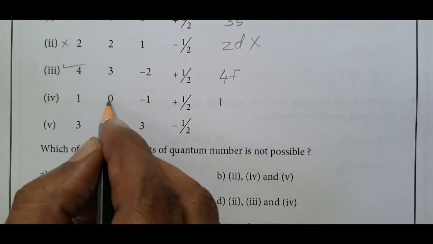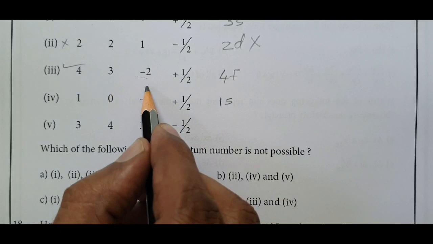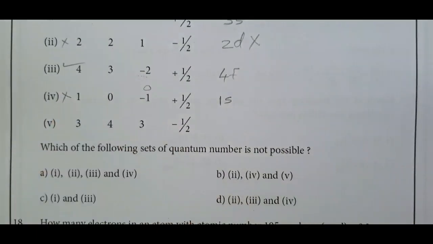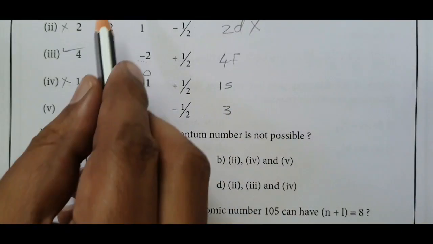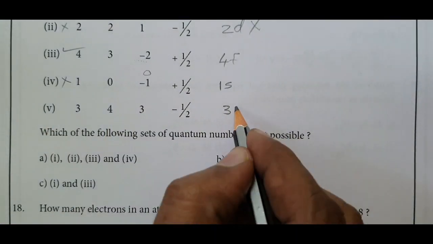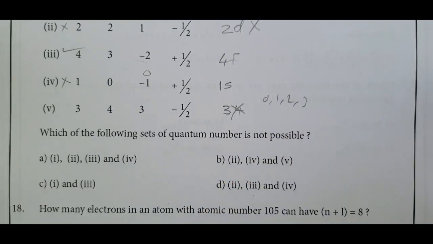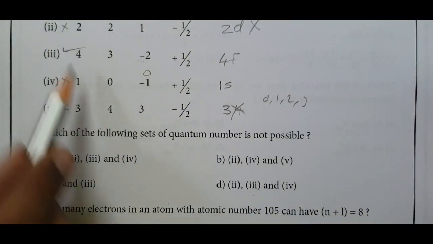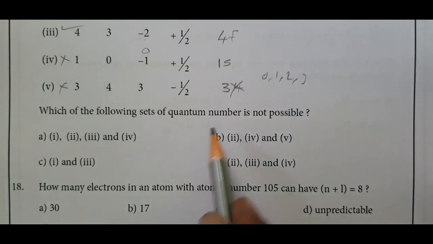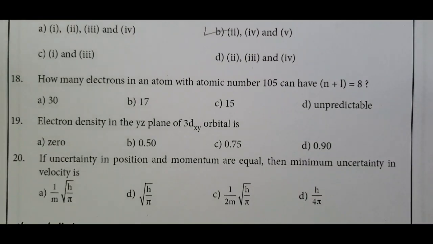n equal to 1, L equal to 0 means s orbital, L equal to 0, m equal to 0. Therefore, this is wrong one. For L value, there is no 4, only 0, 1, 2, 3. If L equal to 4 means g orbital. So this is also not correct. Second, fourth, fifth is not possible. Come to question number 18.